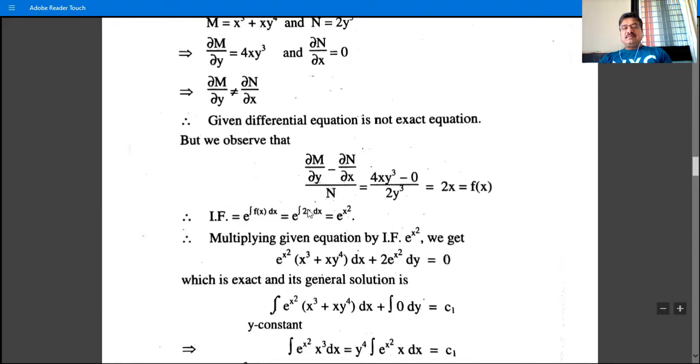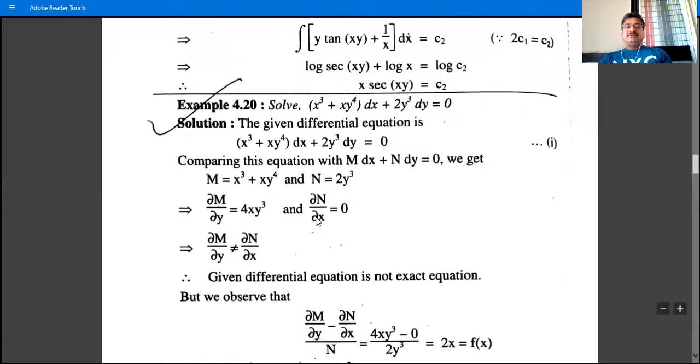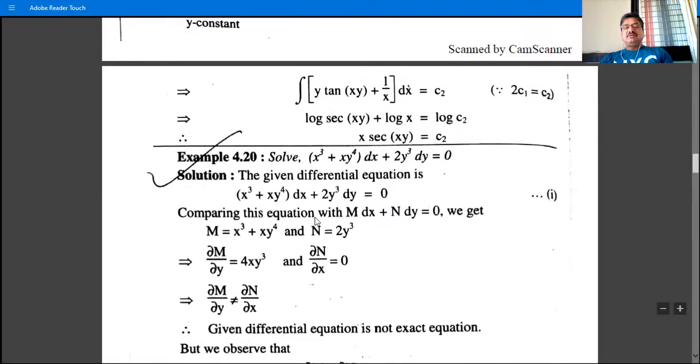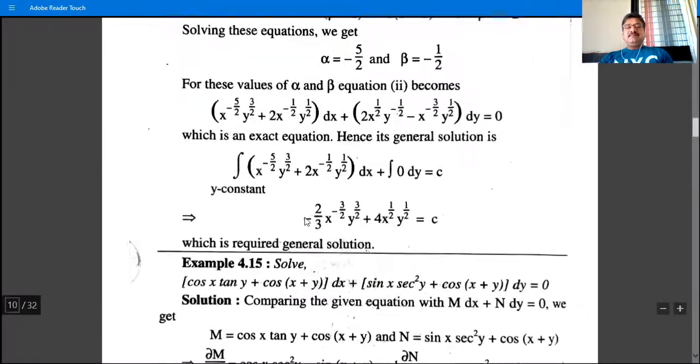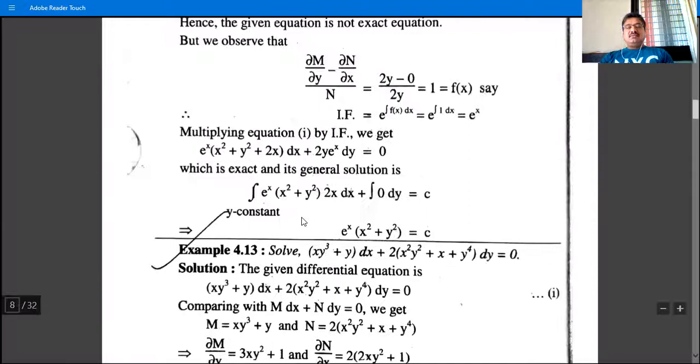And what is the integration of x? It's x square by 2. So the 2 gets cancelled. And so we have e raised to x square as the integrating factor. So this is the example which is not exact, but it is reducible to exact. And it is the example on the rule number 3 and 4.